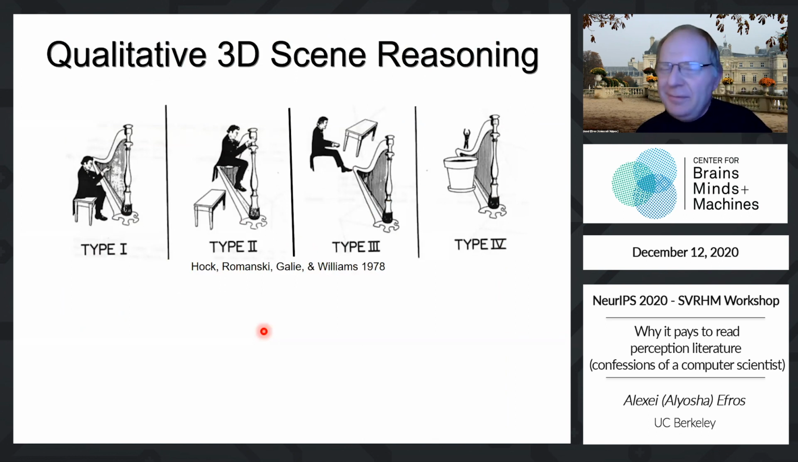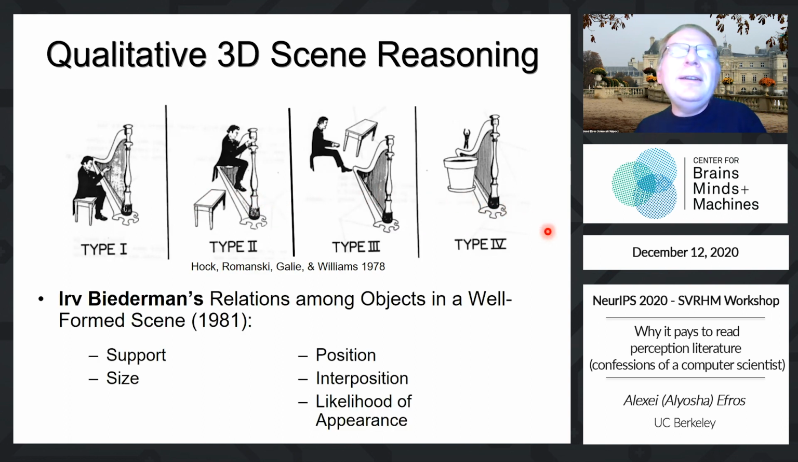I found that psychologists again were thinking about this. So, for example, Hock and colleagues were talking about different types of ill-formed scenes. Type 1 is a well-formed scene, and then there is a bunch of different ways it can go berserk, right? And then Irv Biederman had this wonderful paper. Most people think of geons when they think of Biederman, and I think psychologists are really into geons. From a computer vision perspective, they're nice in theory, but it's just impossible to actually do them in practice.